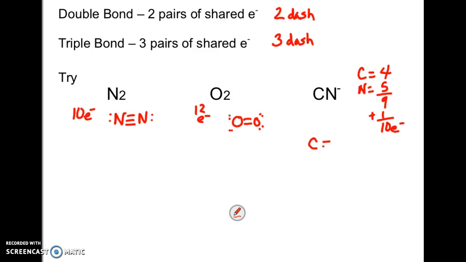So this structure is actually triple bonded, and you have to remember to put it in a bracket and show that overall negative charge as well. Okay? And that's how we write and show double bonds and triple bonds, which are called multiple bonds, within the Lewis structure.